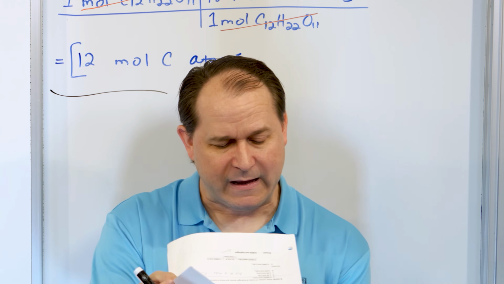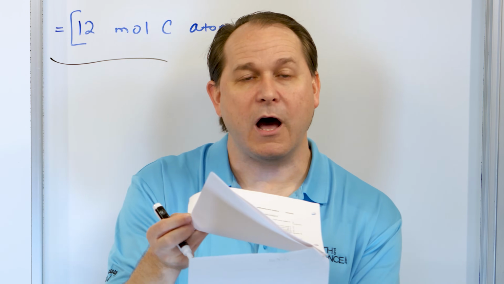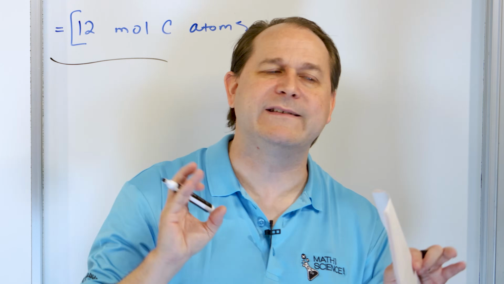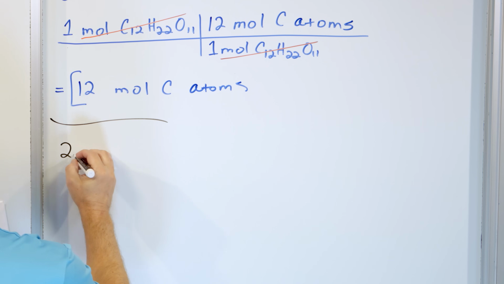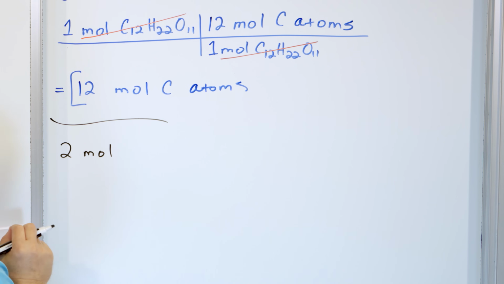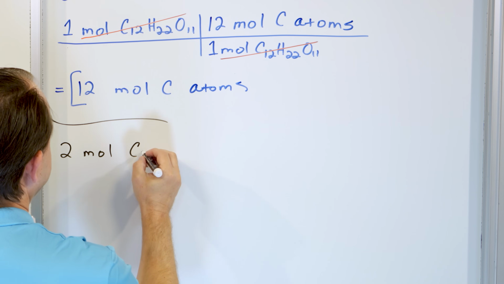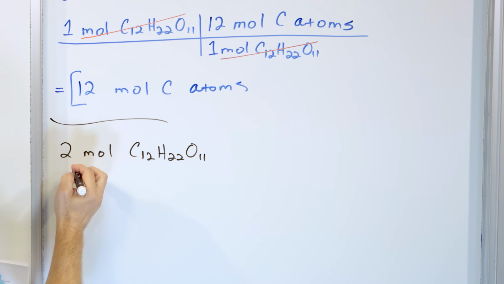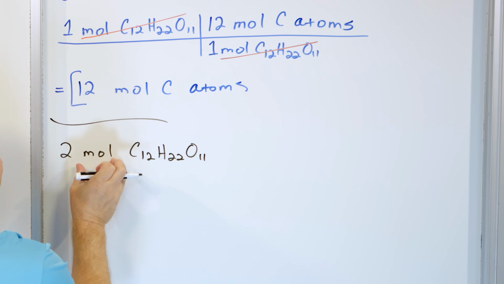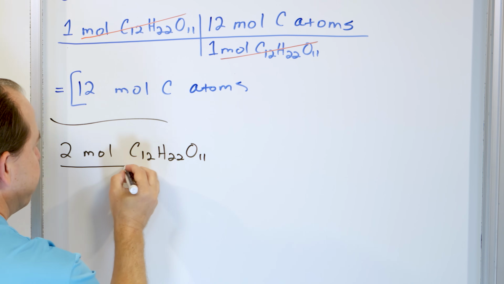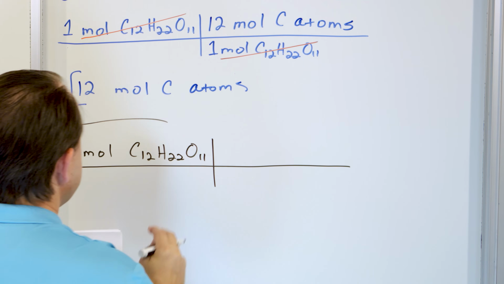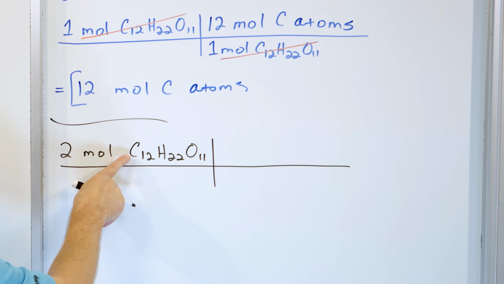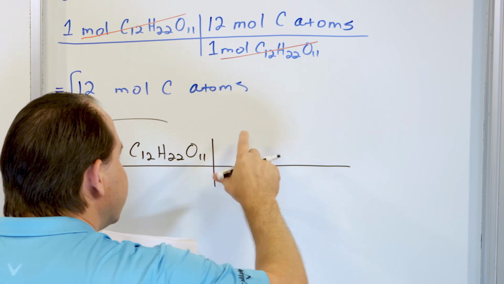Same thing though, sucrose. How many atoms of carbon are in exactly 2 moles of sucrose? Even if you don't know what to do, you write down what you know. I have 2 moles of sucrose, but I don't write down the word sucrose, I write down C12H22O11. I have 2 moles. This is like 2 dozen of this thing, except the dozen is replaced by a mole, which is much, much bigger in terms of the number. Now where am I trying to go? I'm trying to figure out how many atoms of carbon I have. So I have to do enough unit conversions to get there.